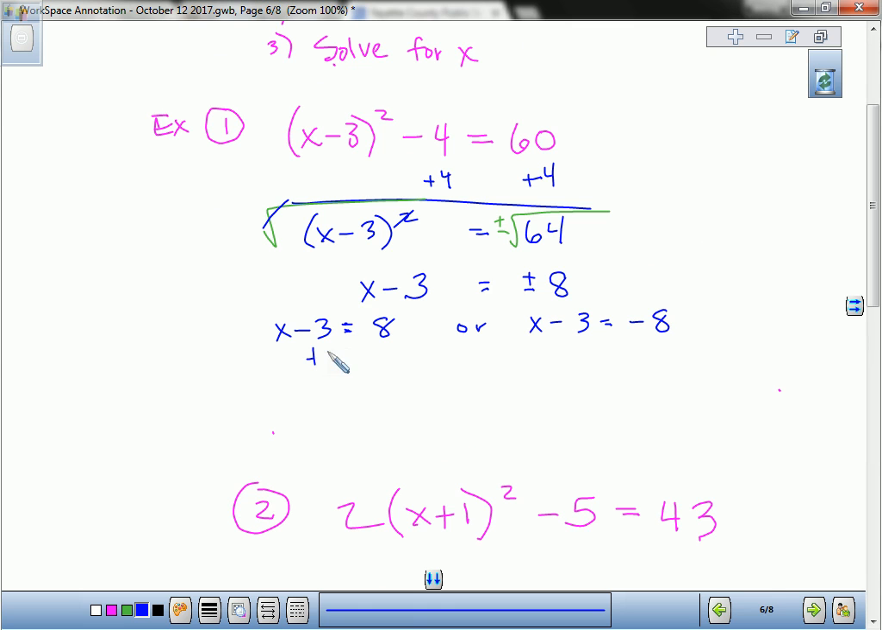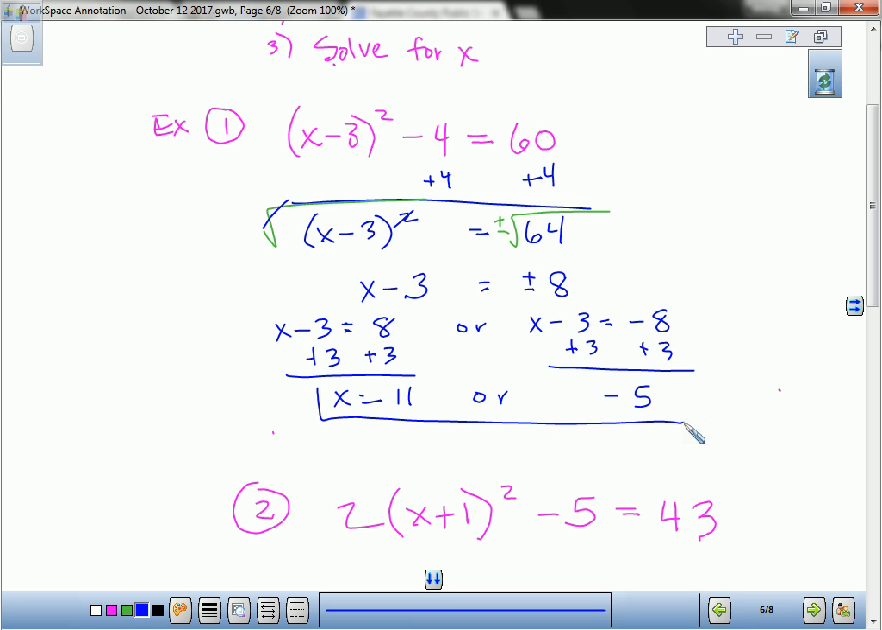So to solve these, I would add 3. Then I get x equals 11, or I add 3. I get negative 5. x equals 11 or negative 5. So either of these answers, when I plug back in, would give me a true statement. Any questions?